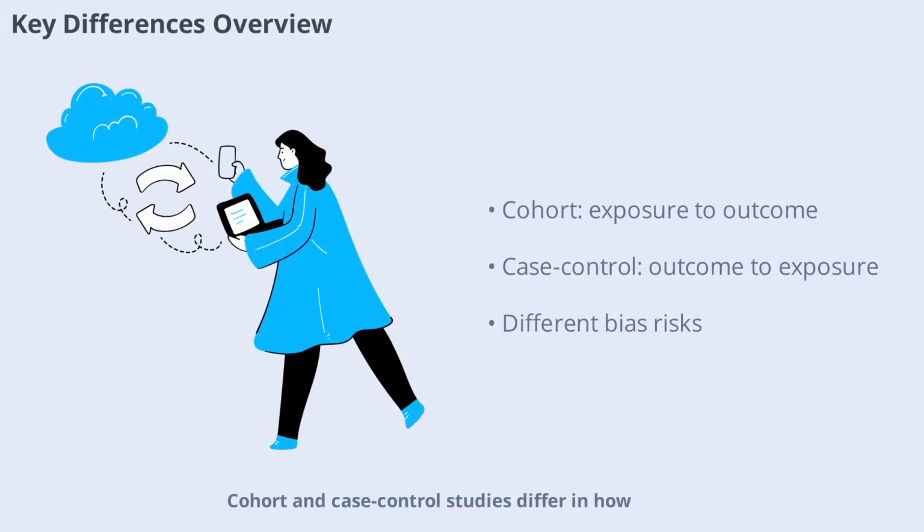Cohort and case control studies differ in how participants are selected and how data is collected. Cohort studies start with exposure and follow participants to see who develops the outcome, while case control studies start with the outcome and look back to assess exposure. This fundamental difference affects the types of questions each design can answer and the potential biases involved. Understanding these distinctions is vital for interpreting research findings accurately.